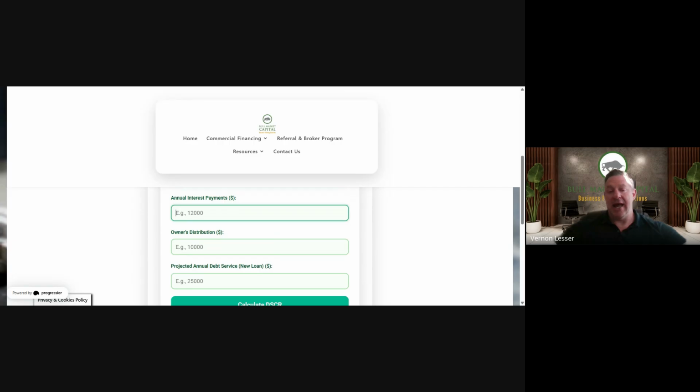Next line is annual interest payments. Your interest payments would be for, once again, vehicles or real estate, other loans you may have out there, and so this is also considered an add back when looking at your debt service coverage ratio. So what kind of interest payments did you have last year on your tax returns?